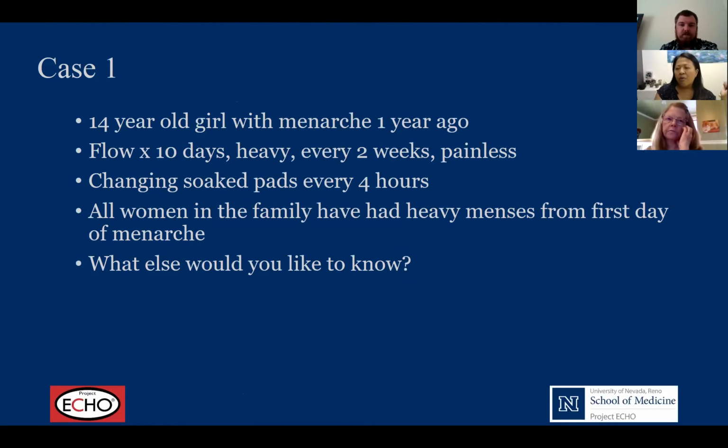First case, 14-year-old girl who had her first period about a year ago, flows for 10 days. It's heavy. It happens every 2 weeks. She's not having any cramps or pain with it. She's soaking through pads every 4 hours throughout the 10 days. Every single woman in the family has had the same pattern of periods since their first period. What are the things that you think about?